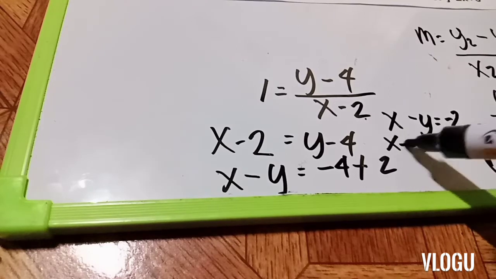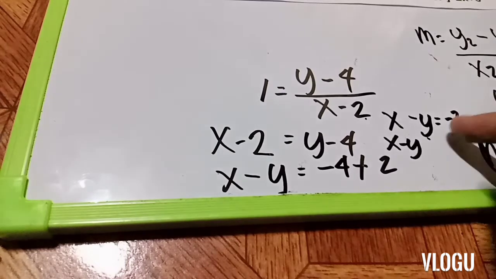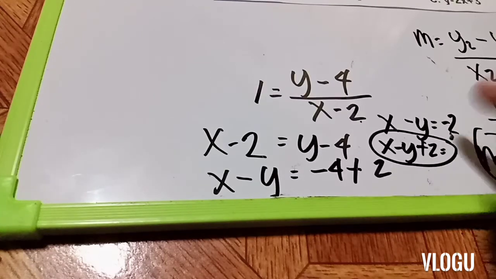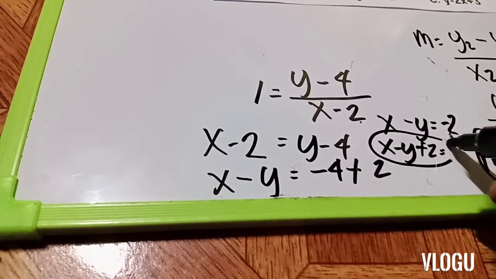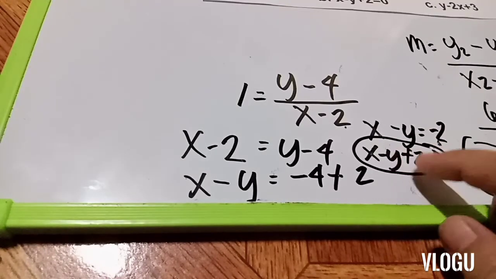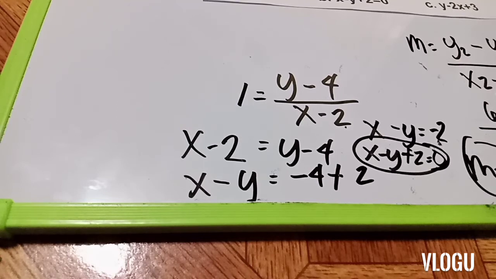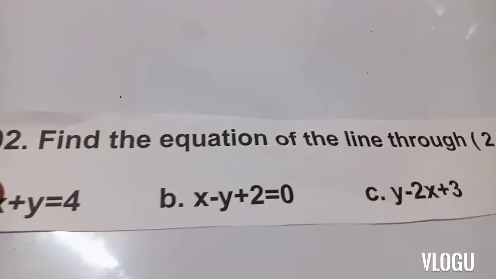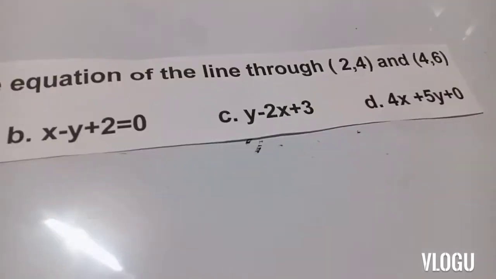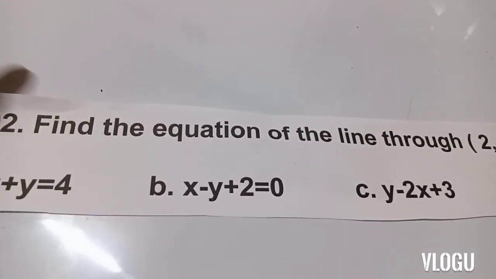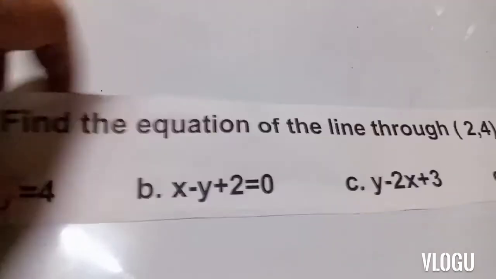This is not yet finished. x minus y plus 2 equals 0. So, this is our final answer. So, in 102, the equation of the line passing through (2, 4) and (4, 6), the answer is letter B. First, you need to find the slope. Then after that, you proceed to the equation of the line. Okay, 103.